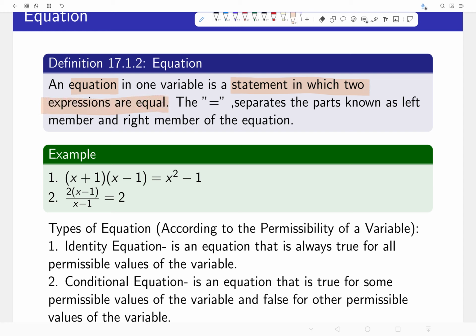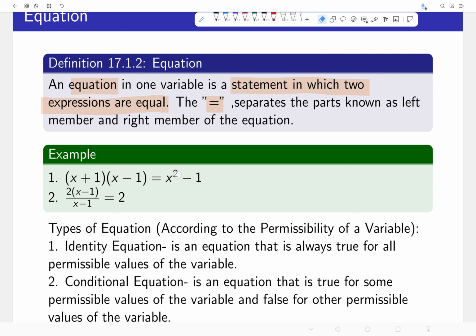And of course, an equation always involves the equal sign, which separates the parts known as the left member and the right member of an equation. So for example, we have number 1, the quantity of x plus 1 times the quantity of x minus 1 equals x squared minus 1. So as you can see, this one is an example of an equation.